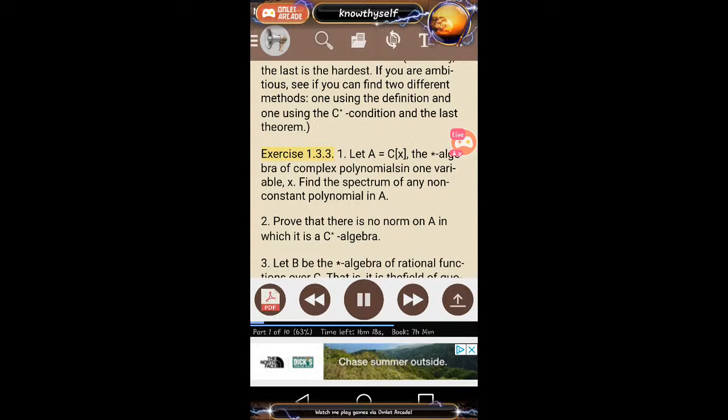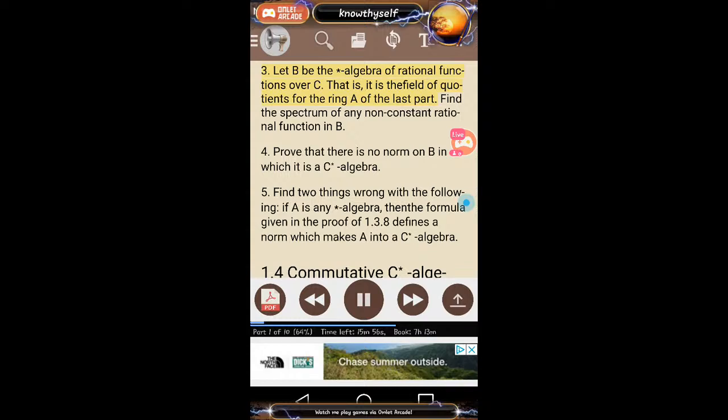Exercise 1.3.3. 1. Let A = C[x], the algebra of complex polynomials in one variable x. Find the spectrum of any non-constant polynomial in A. 2. Prove that there is no norm on A in which it is a C*-algebra. 3. Let B be the algebra of rational functions over C, that is, the field of quotients for the ring A of the last part. Find the spectrum of any non-constant rational function in B. 4. Prove that there is no norm on B in which it is a C*-algebra.